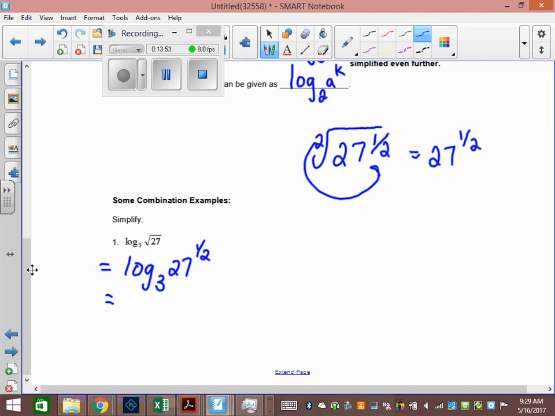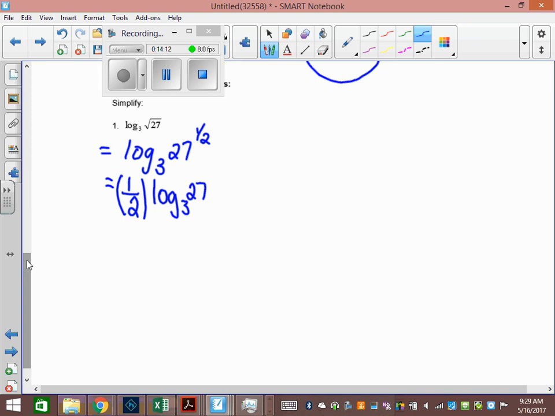I take that half and I drop it in front, because I do know what log base 3 of 27 is. I just don't know what log base 3 of 27 to the half is. So I drop the half in front and I get rid of that half issue sitting in front, and then I have log base 3 of 27. Right? Now, log base 3 of 27, what's that? 3 to the what is 27? 3. So I have a half times 3. I didn't touch my calculator because I don't need it.